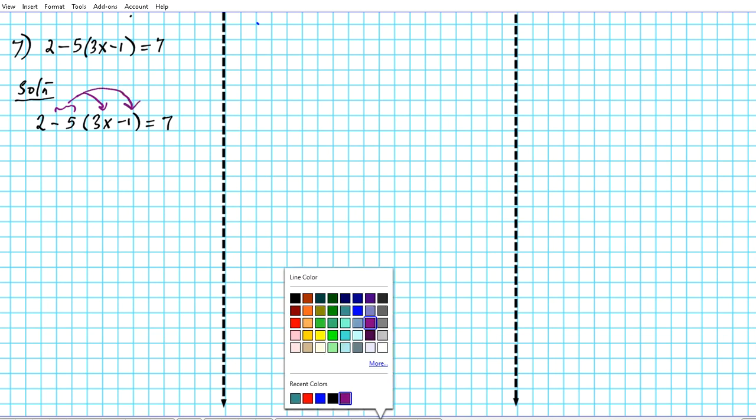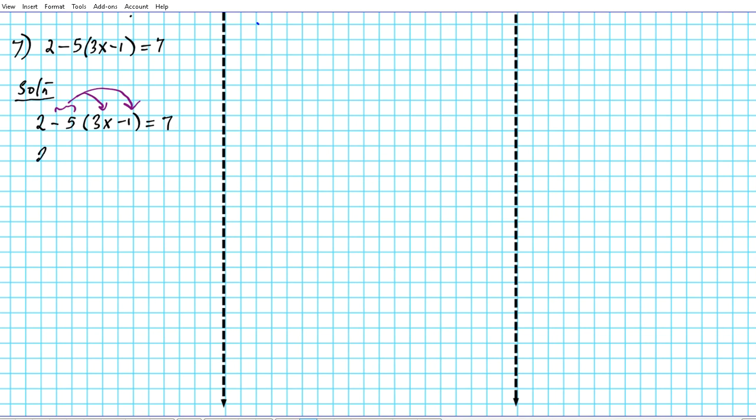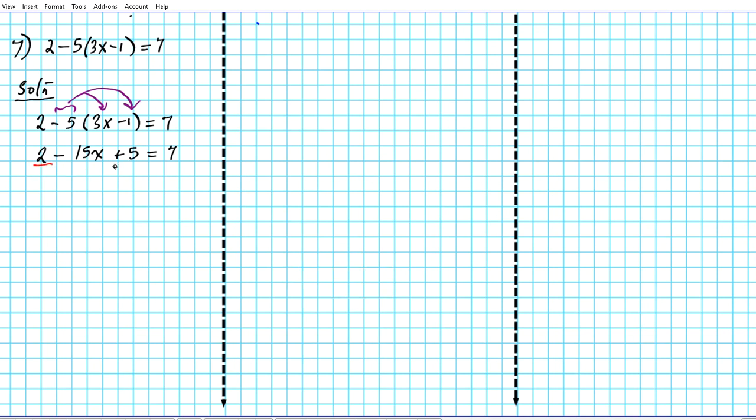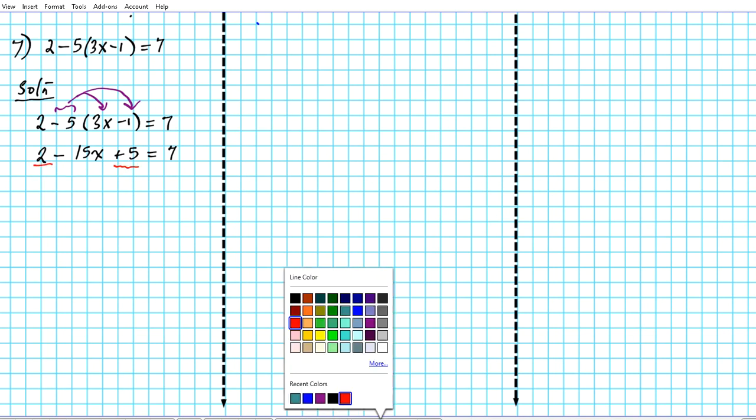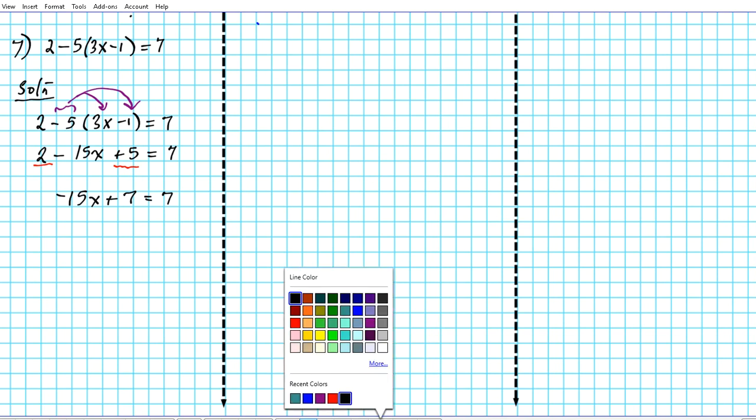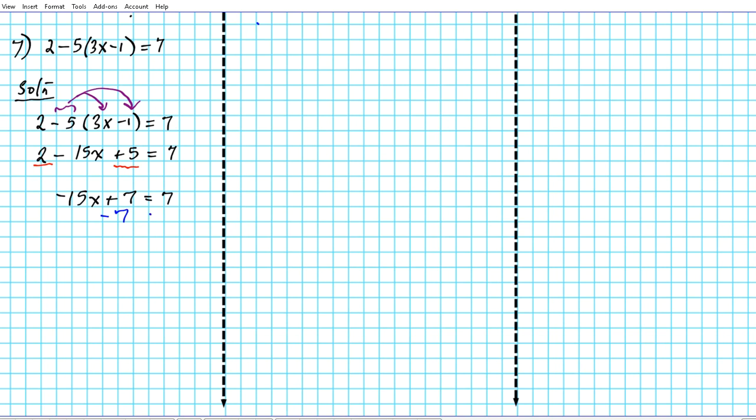And then that's going to become 2 minus 15x minus 5 times 1 is plus 5 equals 7. Are there any like terms to be combined here? Yes, we can combine positive 2 and positive 5. That gives us negative 15x plus 7 equals 7. Now to finish this off, we are going to subtract 7 from both sides and divide by negative 15.